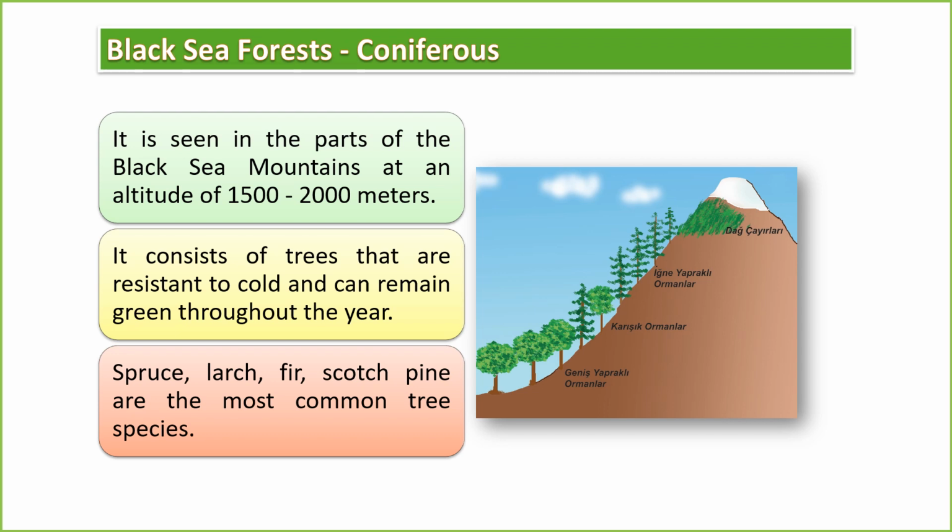In summary, the subalpine forest zone is characterized by its high-altitude location, cold-resistant evergreen trees, and a unique ecological niche that contributes to the overall biodiversity of the Black Sea Mountains. The presence of spruce, larch, fir, and Scotch pine defines this distinctive forest zone.